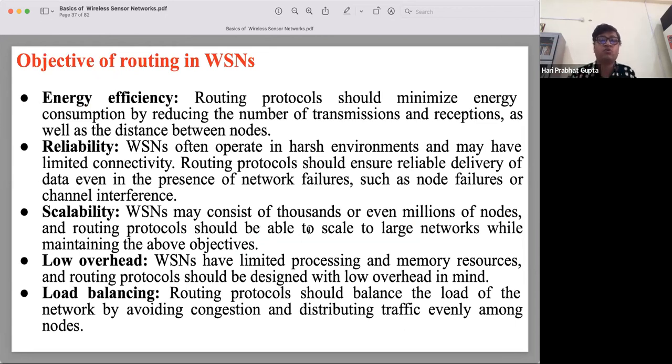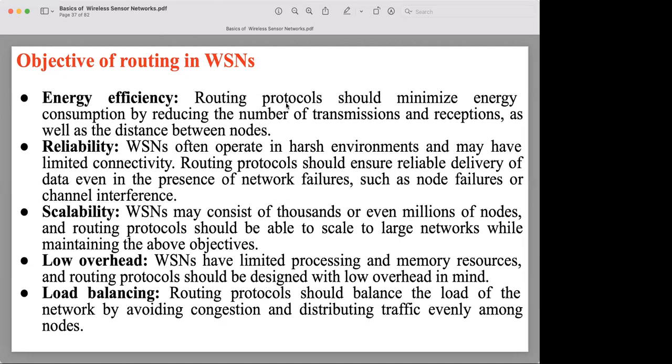Now, objectives of the routing in the wireless sensor network. When you do the routing, what objectives should you keep in mind? Every time, energy comes into the picture in wireless sensor networks. So whenever you select the routing protocol or routing technique, you must be worried about the energy consumption. Select the routing protocol which consumes less energy, so that your network can survive longer. Routing protocols should minimize the energy consumption by reducing the number of transmissions and receptions as well as the distance between the nodes. So they can select the shortest path like this one, so that the energy consumption goes down.